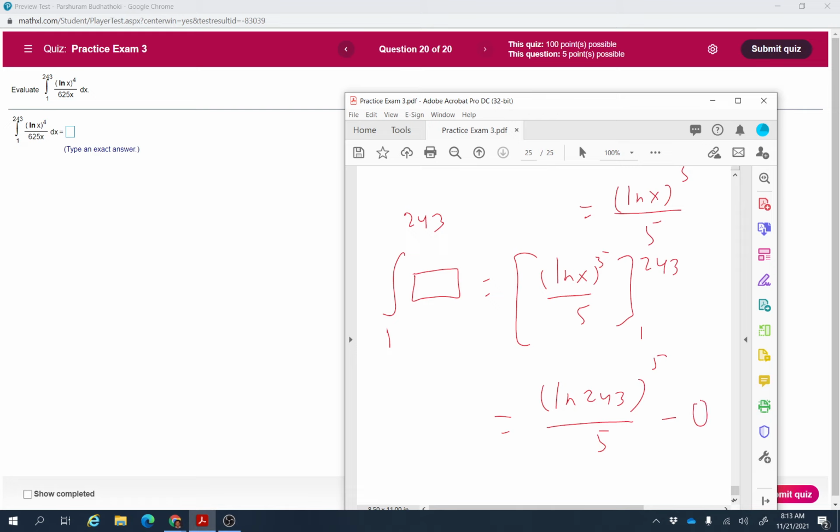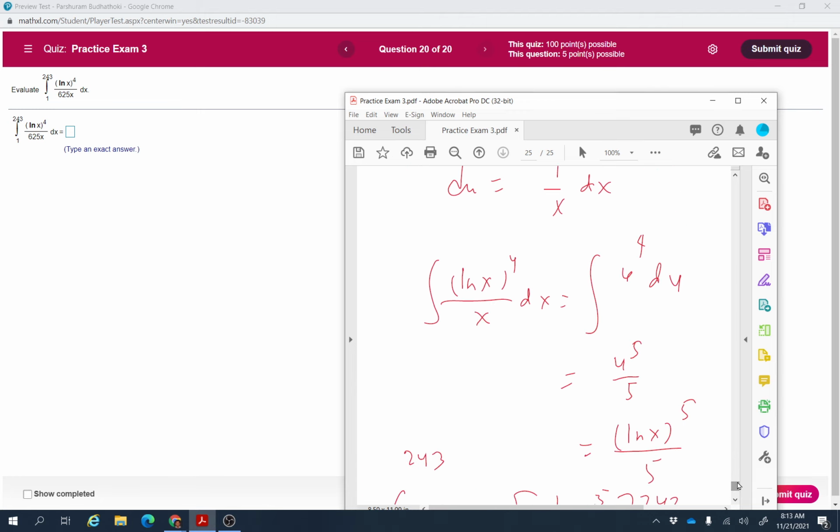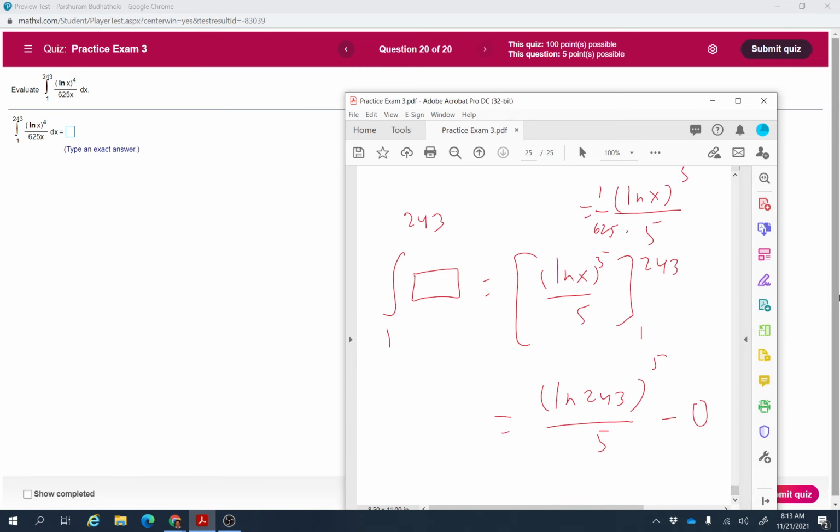Okay, did I do something wrong here? Yes, no? Oh, I missed 625 here. Here is a 625. So I have to bring that 625 here as well. So I have to multiply this 5 by 625 because I forgot about that 625 here.